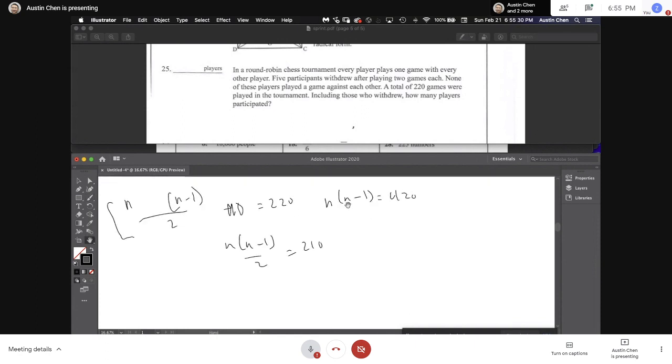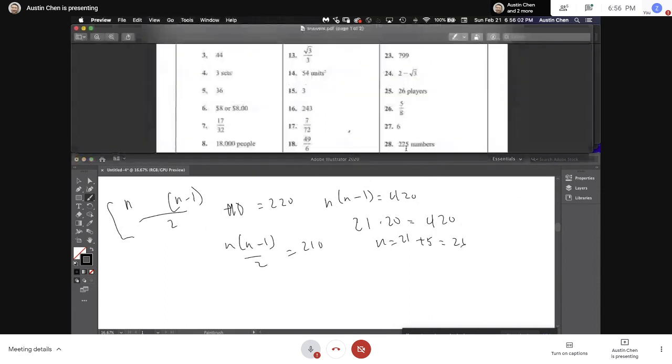And then you need to find an integer n that works for this. And that integer n is going to be 21. So 21 times 20 is going to equal 420. So then n is going to equal 21. And again, n is, we set it equal to the number of players after 5 people have withdrew. So we need to add 5 to include those that withdrew. So then our answer is 26. Yeah, that's your answer.